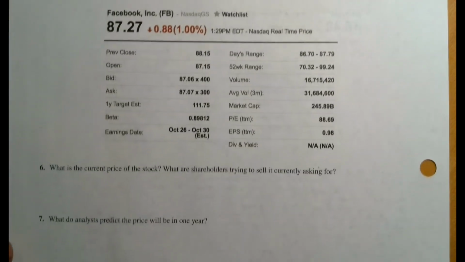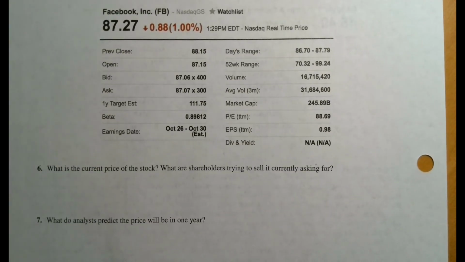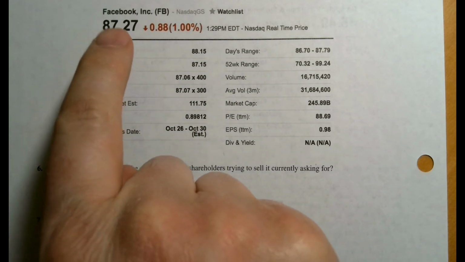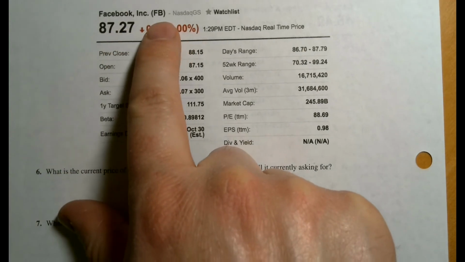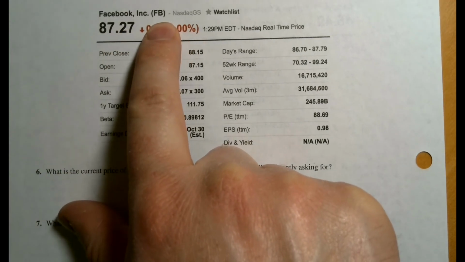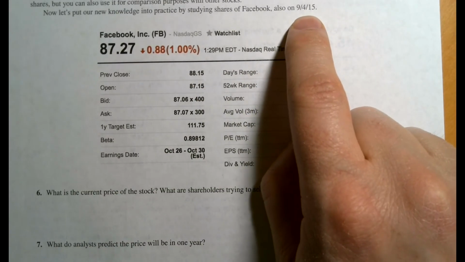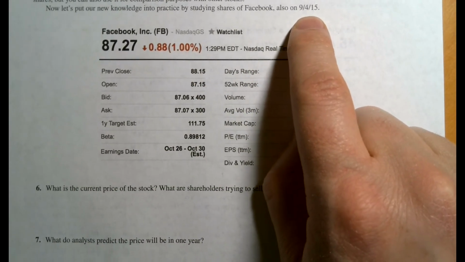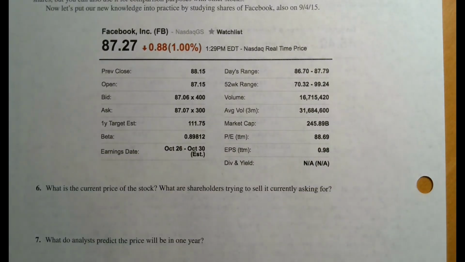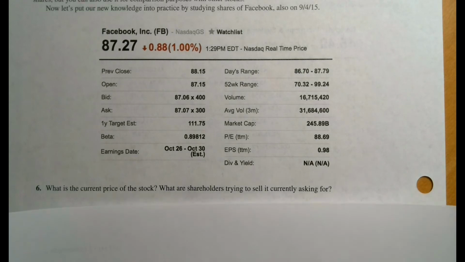So we are now going to work through a set of problems that just test, do we understand what we just read, all those definitions. So we're looking at Facebook stock. Its ticker symbol is FB. We'll look that up in a second to see what it is currently. And this snapshot was taken on 9/4/15. So the first question is, what's the current price of that stock?